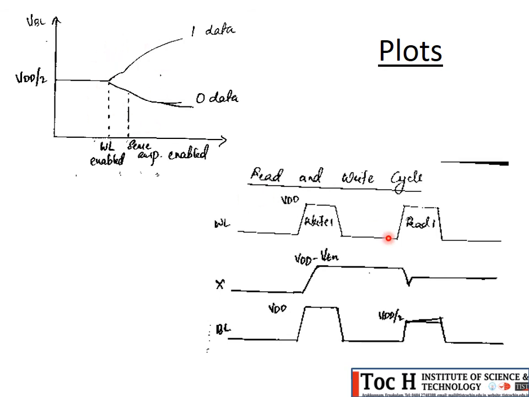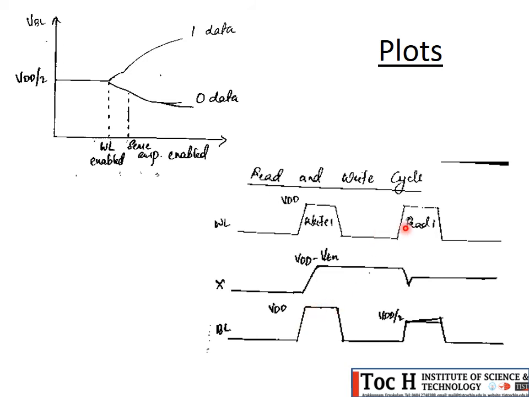Now regarding this plot, this shows the read and write cycle of 1T DRAM. So this shows the write cycle. The voltage value at X, or the stored value in the capacitor, is 0. So as we write, suppose we are going to write 1, then the capacitor voltage will increase to VDD minus VTN. So during the write operation, the bit line will be what? VDD. Because we are going to write 1, the bit line value will be VDD.